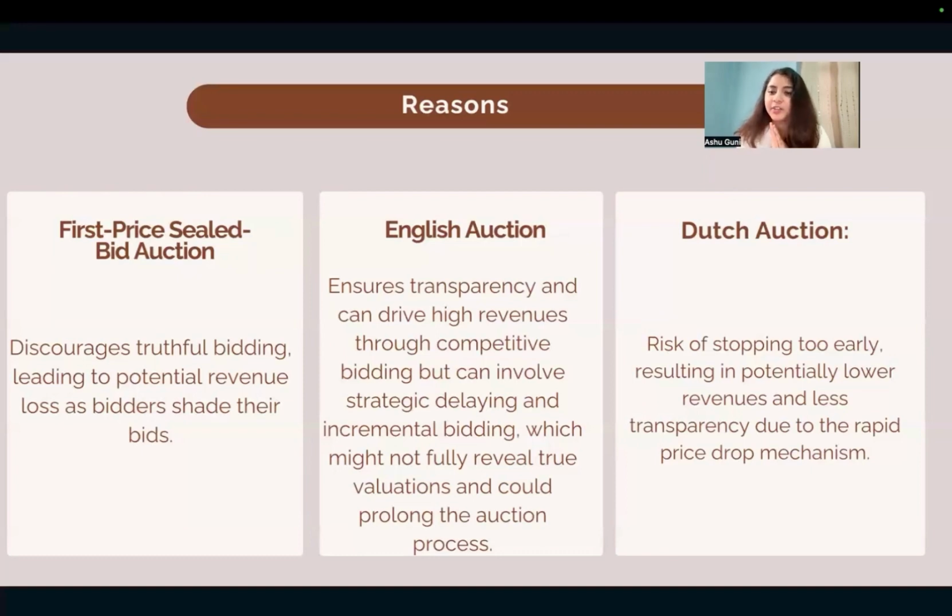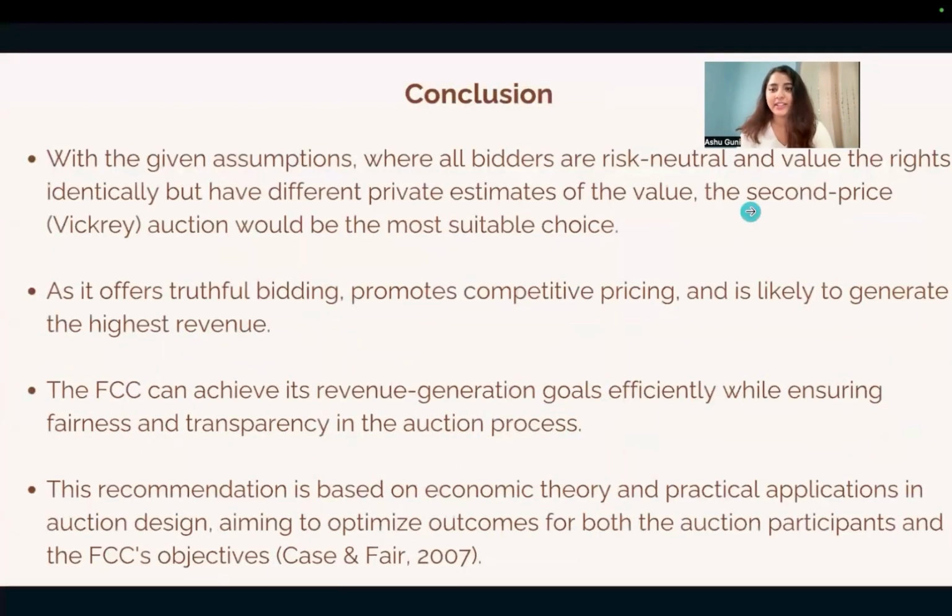Dutch auction risks stopping too early, resulting in potentially lower revenues, which will definitely hamper our goal, and less transparency due to the rapid price drop mechanism. So these are the reasons for choosing the second price sealed bid auction. Now I'd like to conclude my study.